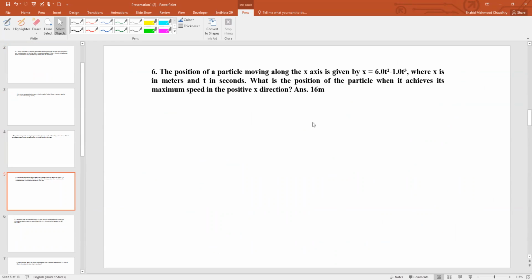The position of a particle moving along the x-axis is given by x equals 6t squared minus t cubed, where x is in meters and t is in seconds. What is the position of the particle when it achieves a maximum speed in the positive x direction? So we have to find the position, meaning the distance, of this 16 meter. First, the maximum speed exists when the acceleration is 0. So we will first find the velocity.